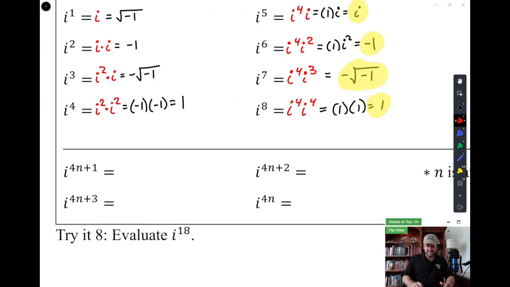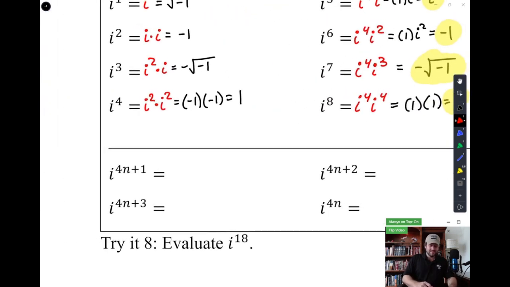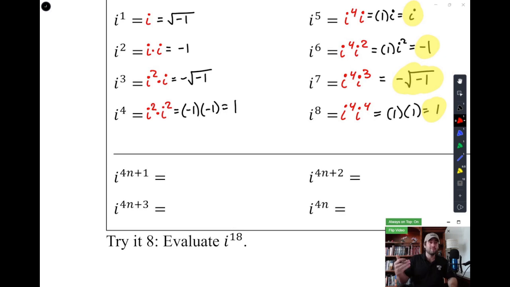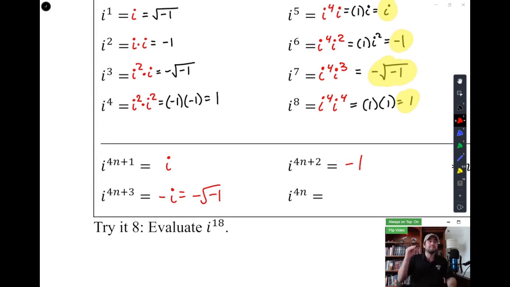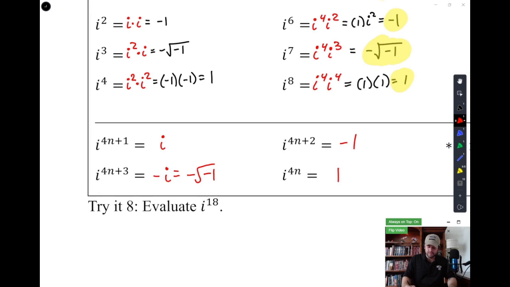So note, if n is any integer, and you take a number divisible by 4 and add 1, you're going to result back in i. If you add 2, you're going to result back in -1. If you add 3, you're going to result back in -i. That's kind of the one that is a little weirder. And if the power is divisible by 4, you just get 1.